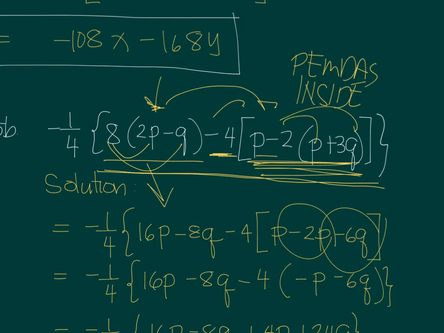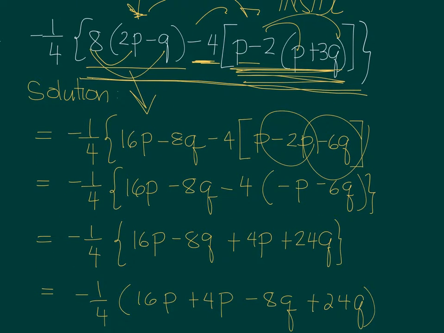And then you have p minus 2p, then minus 6q. So p minus 2p becomes minus p. Minus 6q is still minus 6q. The minus 4 is still there. The 16p and the 8q are still there. And then we proceed to the next step. Looking at the group of expressions, you could see that we need to simplify this first before combining 16p and 8q to this group.